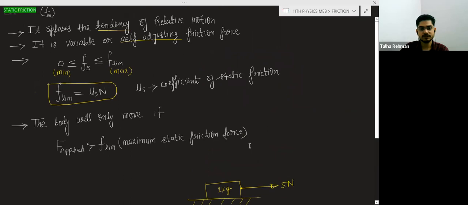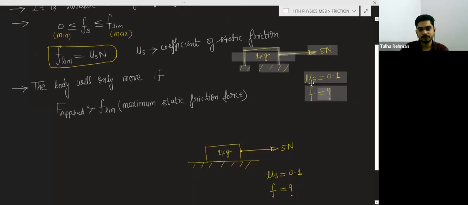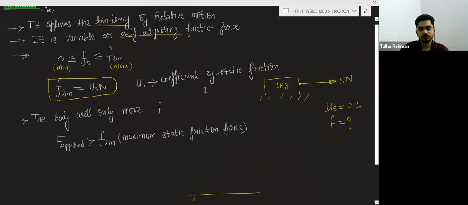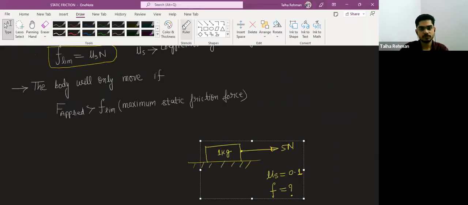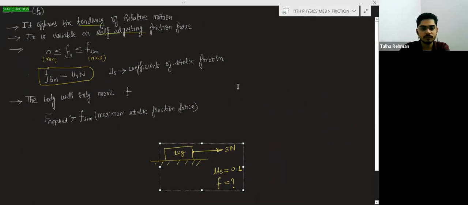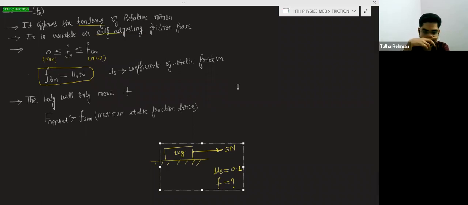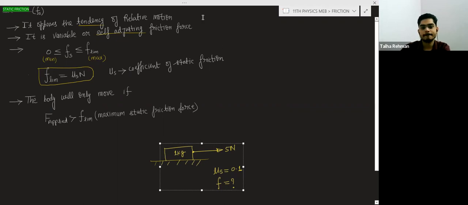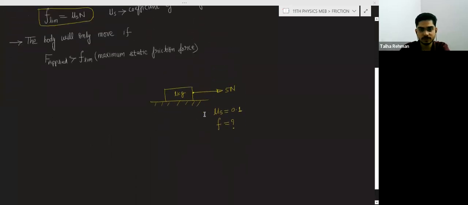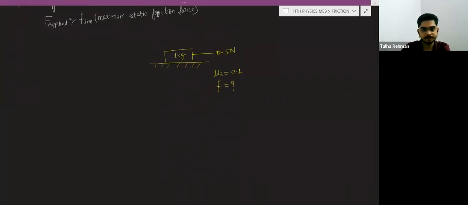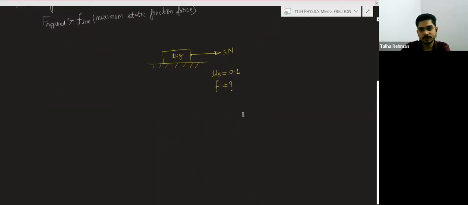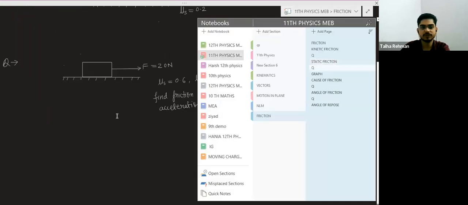You can take the help of these notes. Just a minute. Now, can anyone tell me what will be the friction force? The answer of the question you will get after the next question.